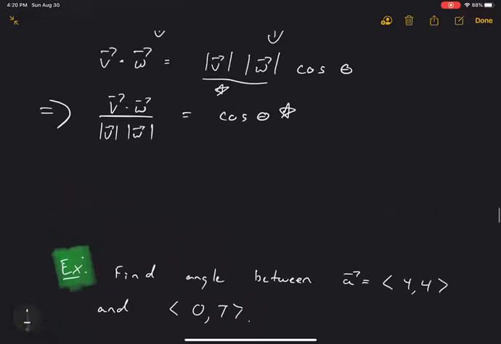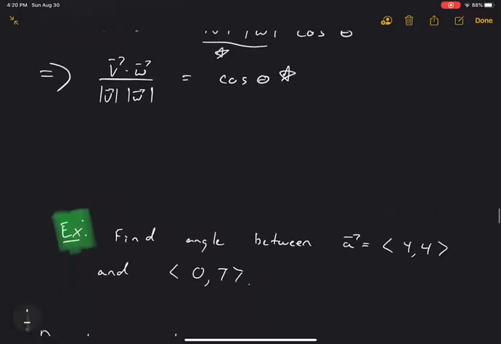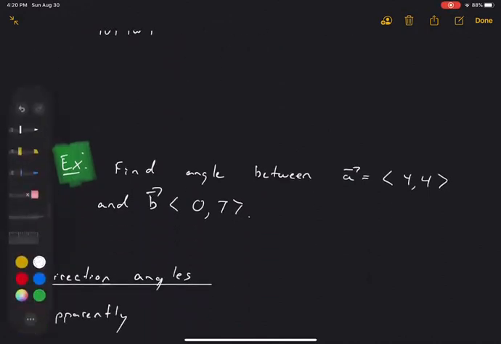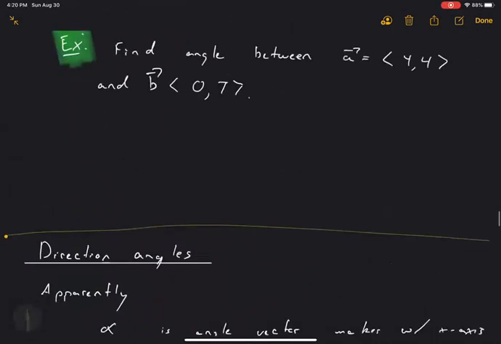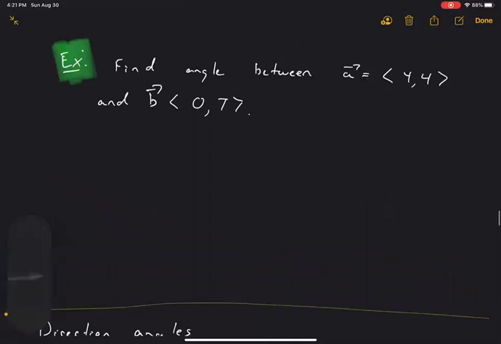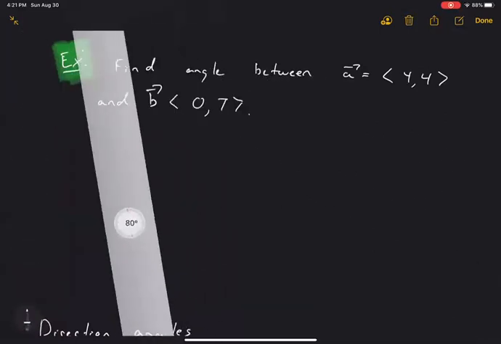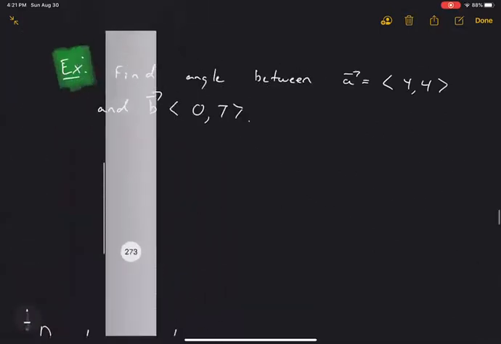So let's try that. Let's find the angle between these two vectors in R2. Vector A, which is (4, 4), and I didn't give this one a name, we can call it B, (0, 7). First, what would that look like? I picked one where you could figure this out fairly easily if you think about these vectors. You could figure it out without really doing the dot product.